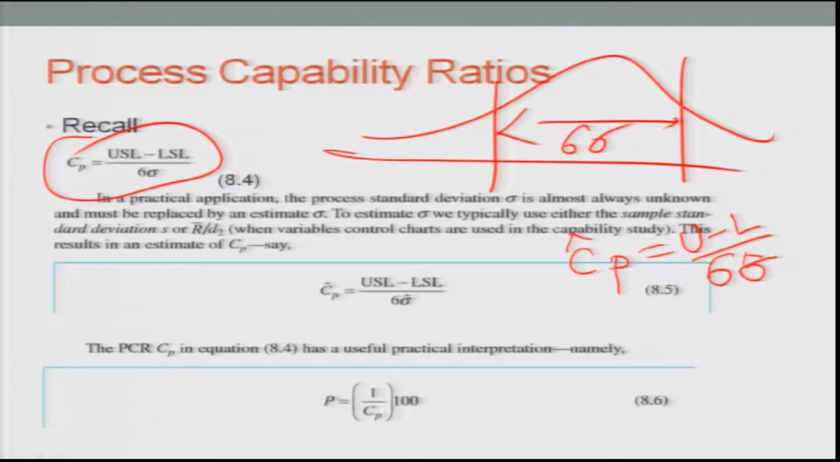So, the process capability ratios have useful practical implications, namely they give me the overall value of P, based on which I can do the calculations accordingly.